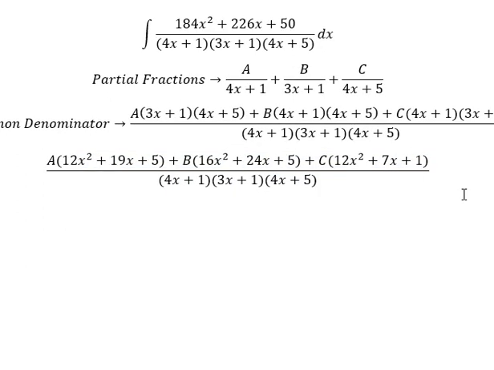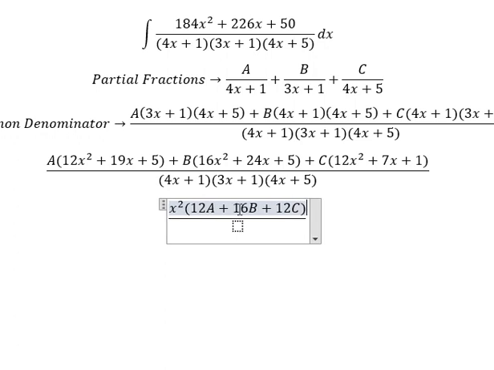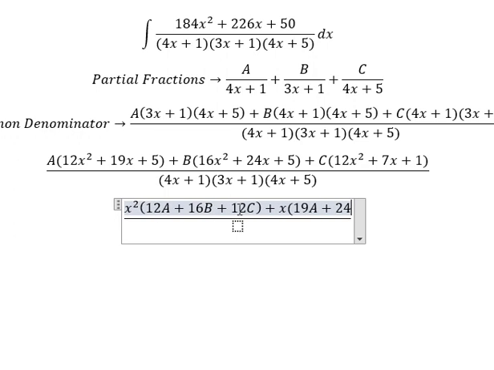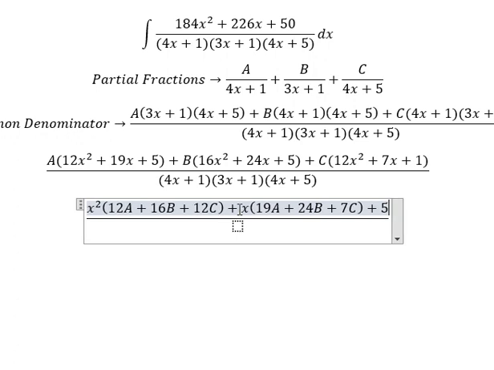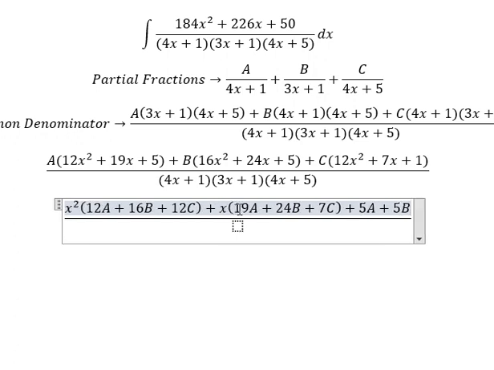Now we need to arrange based on the terms of x. For x squared, we have 12A, 16B, and 12C. For x, that is 19A, 24B, and 7C. For the numbers, we have 5A, 5B, 1C.